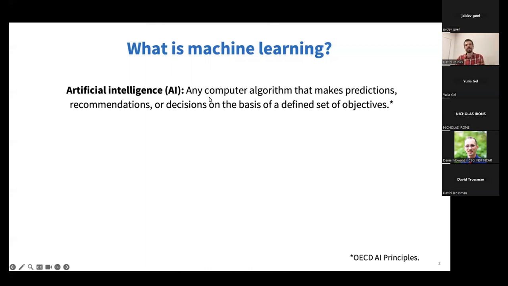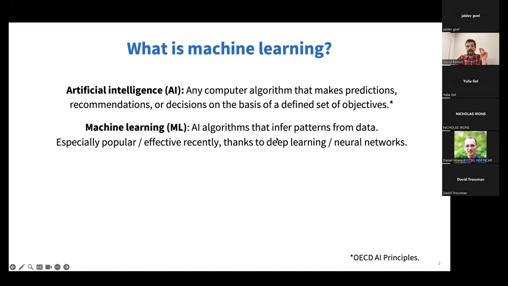Great. So the definition of AI overall is extremely broad. AI, according to the OECD's AI principles, means really any computer algorithm that makes predictions, recommendations, or decisions on the basis of a defined set of objectives. That could refer to anything from linear regression to transformer architectures for deep learning. And within that, machine learning is a set of AI algorithms that infer patterns from data.